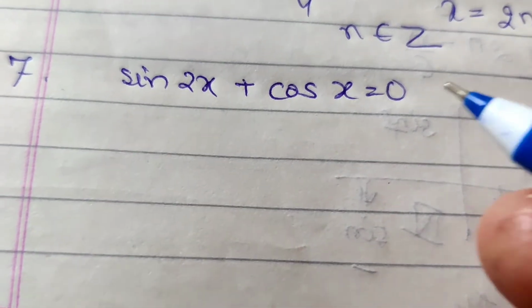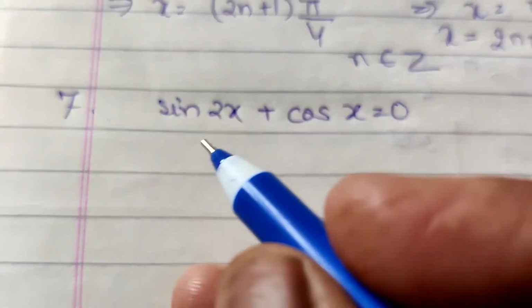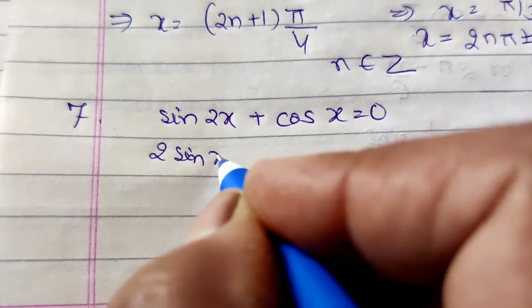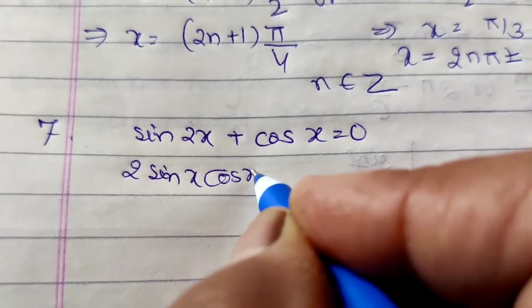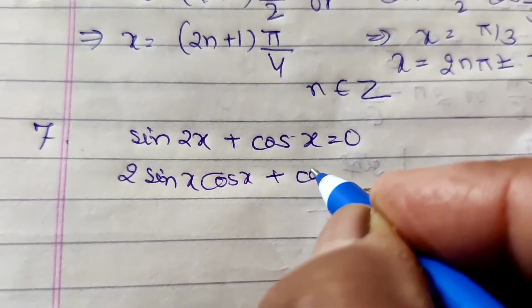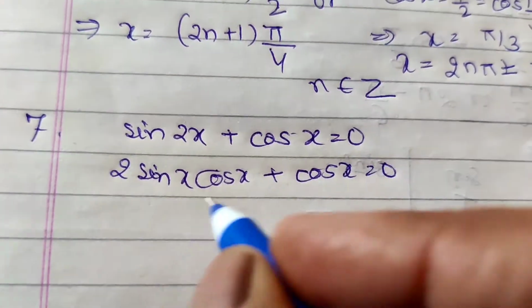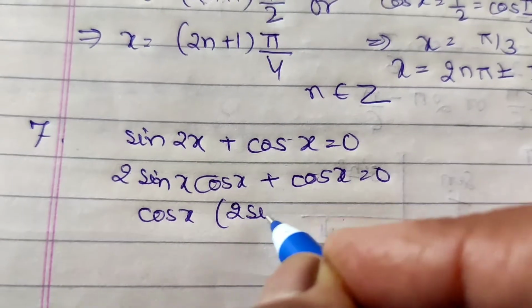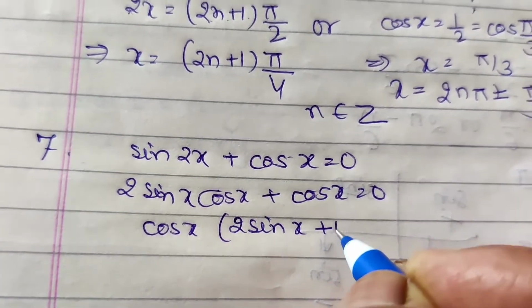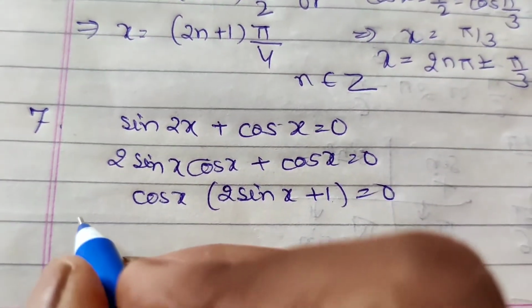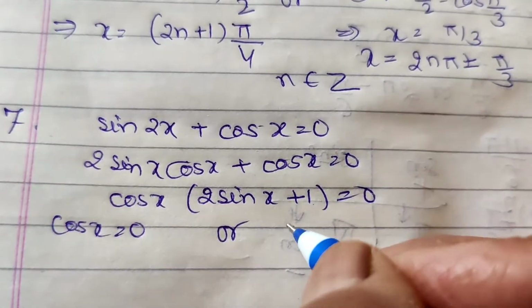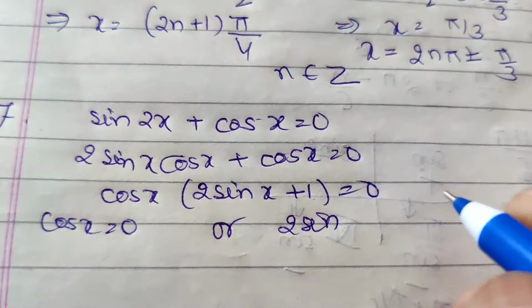The question is sin 2x plus cos x equal to 0. Sin 2x equal to 2 sin x cos x, and plus cos x equal to 0. Take cos x common: cos x (2 sin x plus 1) equal to 0. It means cos x equal to 0 or 2 sin x plus 1 equal to 0.